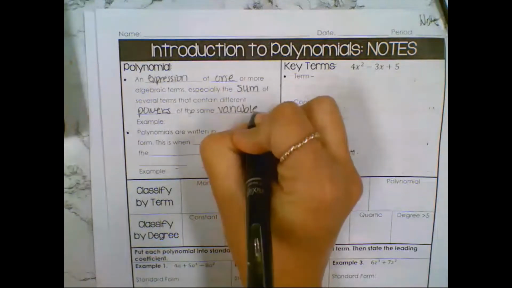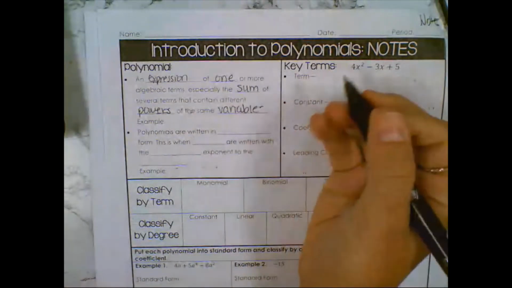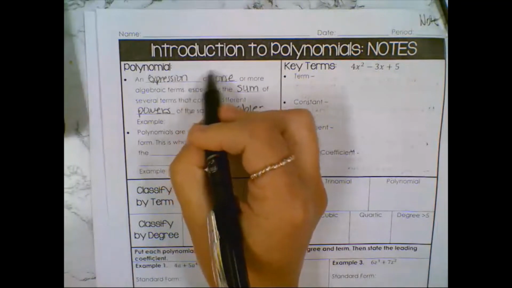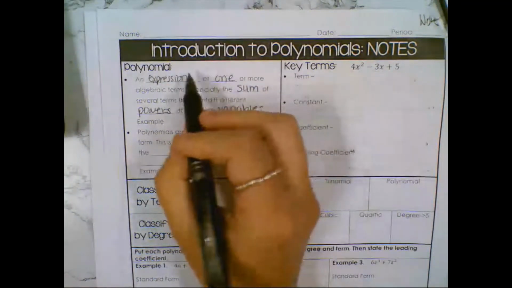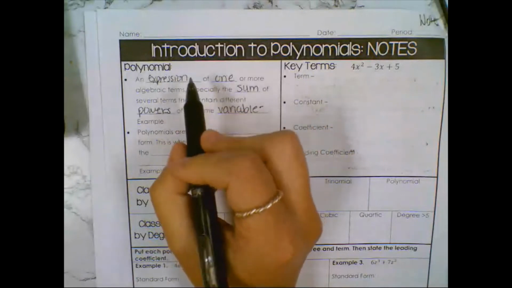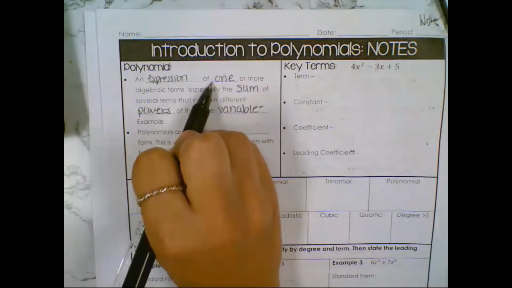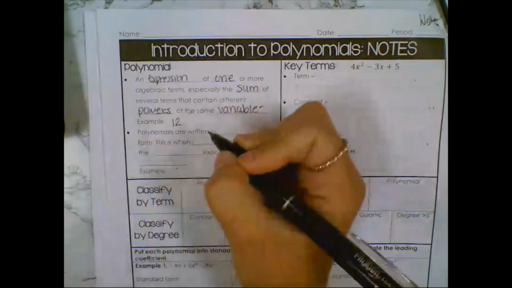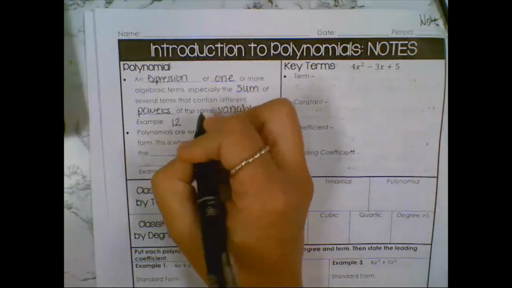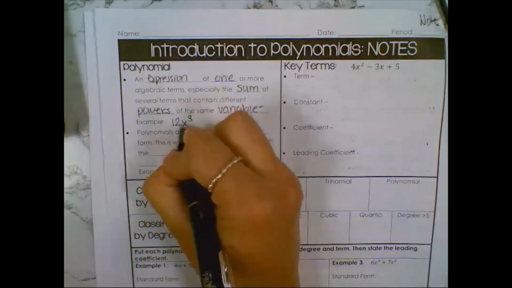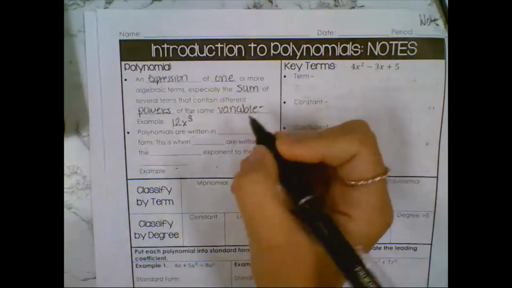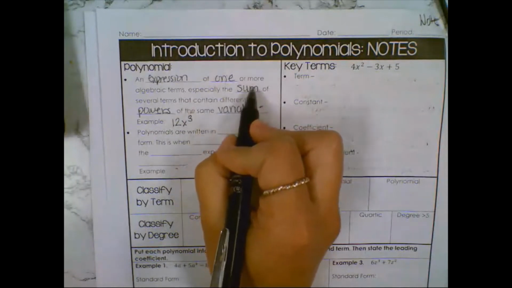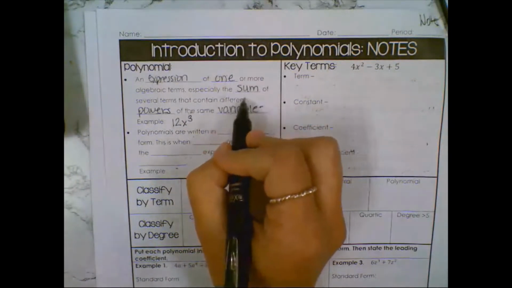So that's a lot of words right there. So what does that mean? So an expression is just something that doesn't have an equal sign. So something where it doesn't equal 0 or equal 7 that you're kind of used to seeing, that's called an equation. So an expression of one or more algebraic terms. So an algebraic term is just something that has a number, a letter, or a variable. So you might have 12x cubed. This is a term. So a polynomial is either one or more algebraic terms basically being added or subtracted together.